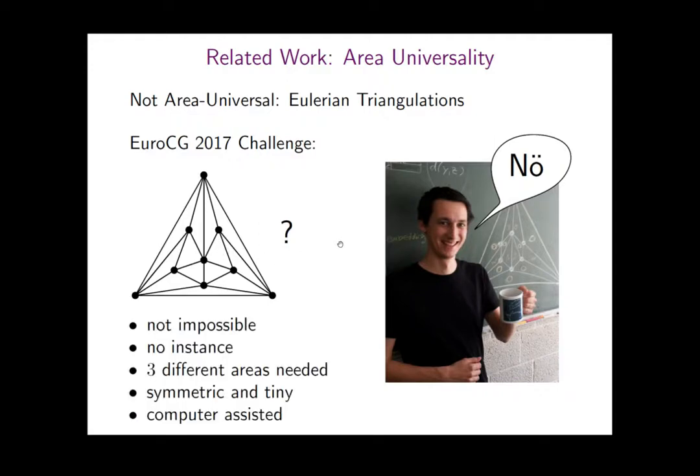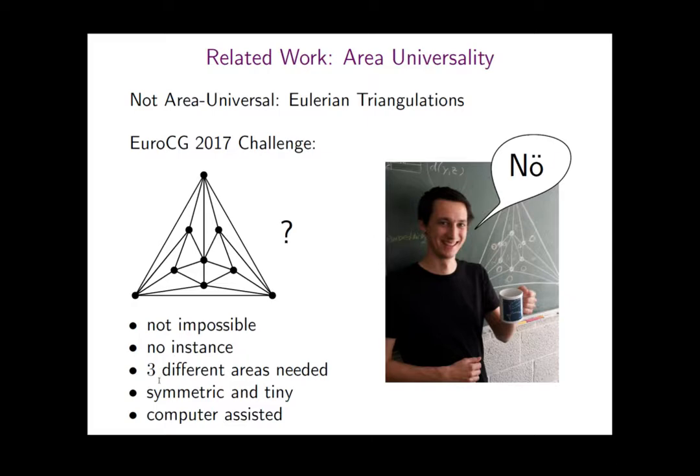His proof really shows that, given a graph, it's not impossible to decide if it's area universal or not, but it's pretty hard. In this case, it was a no instance, which made it much easier. Nevertheless, he needed three different area assignments, so different sizes of areas: 0, 1, and 2. So you couldn't just do 0 and 1, as some people suspected.